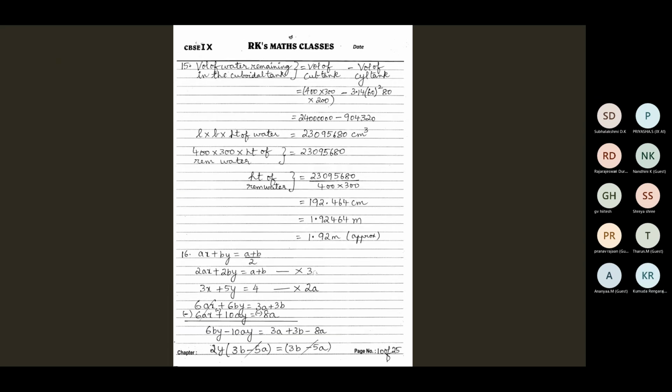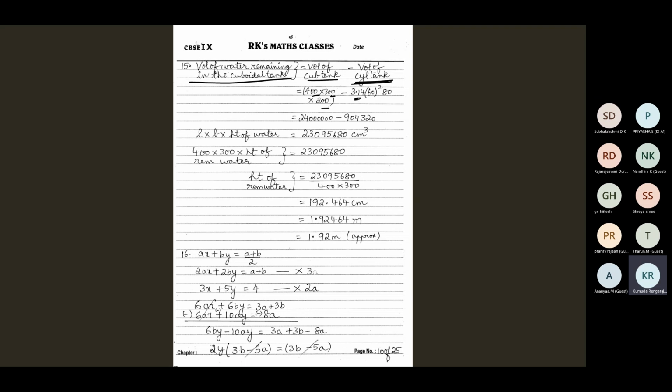So see here, volume of water remaining in the cuboidal tank is equal to volume of the cuboidal tank minus the volume of the cylindrical tank. For the cuboidal tank, we notice that all the dimensions were in meters, so converted to centimeters. Cuboidal, so length into breadth into height, minus cylindrical, pi r square h.